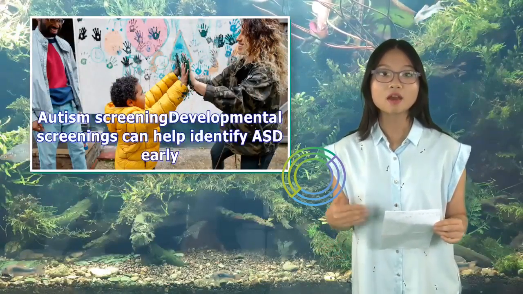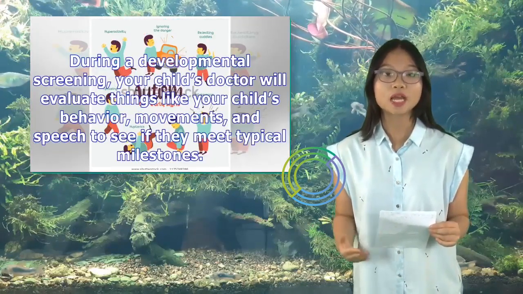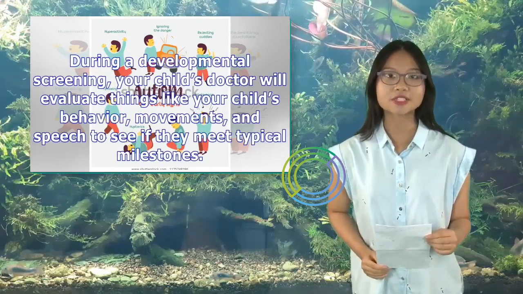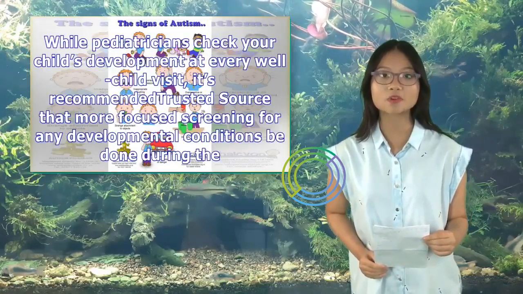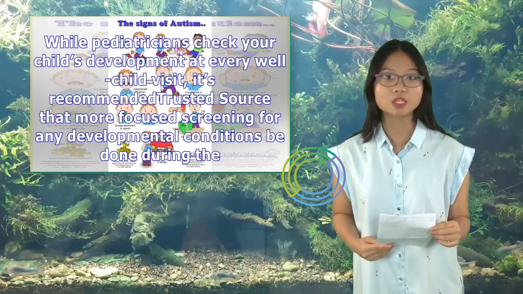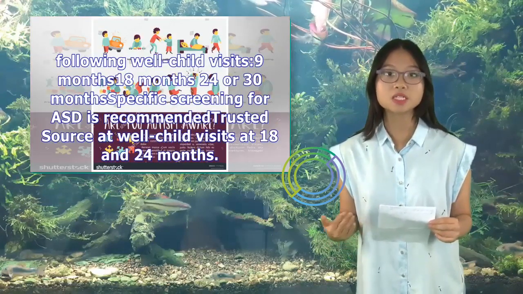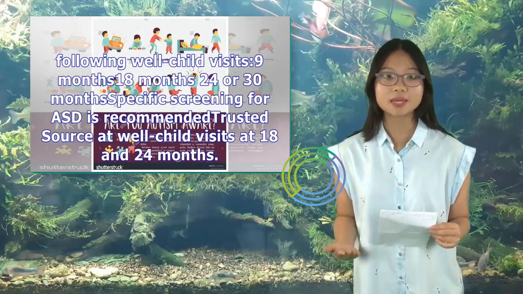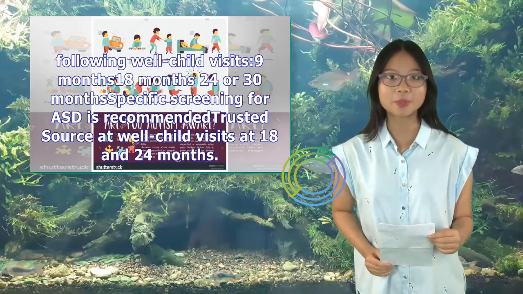Autism screening. Developmental screenings can help identify ASD early. During a developmental screening, your child's doctor will evaluate things like your child's behavior, movements, and speech to see if they meet typical milestones. While pediatricians check your child's development at every well-child visit, it's recommended that more focused screening for any developmental conditions be done during the following well-child visits: 9 months, 18 months, 24 or 30 months. Specific screening for ASD is recommended at well-child visits at 18 and 24 months.